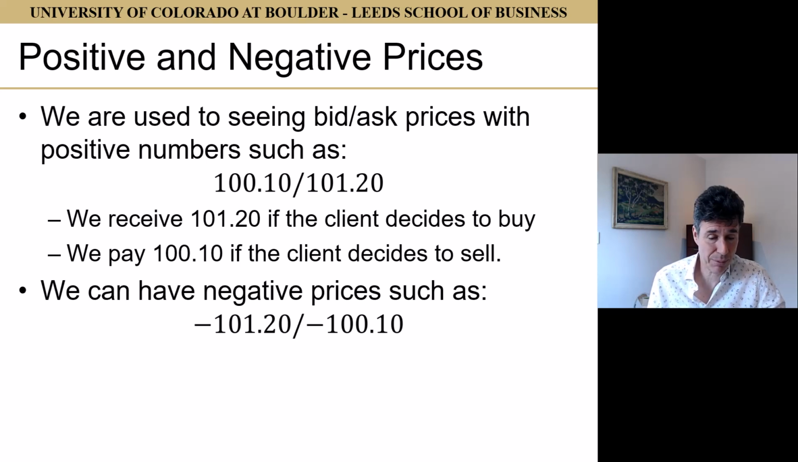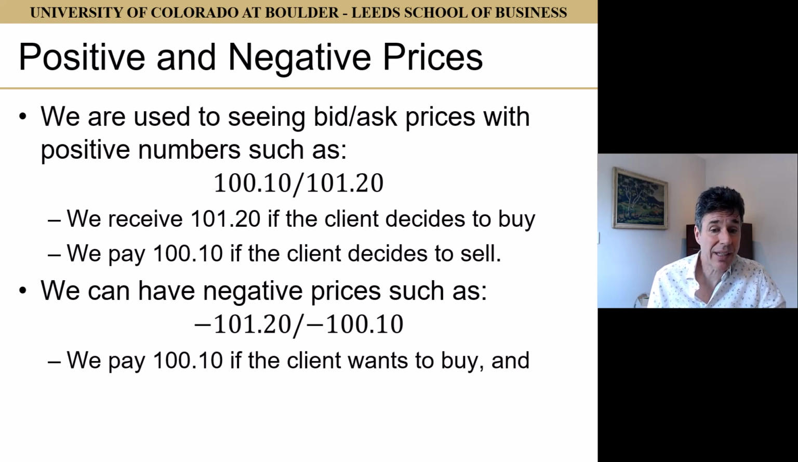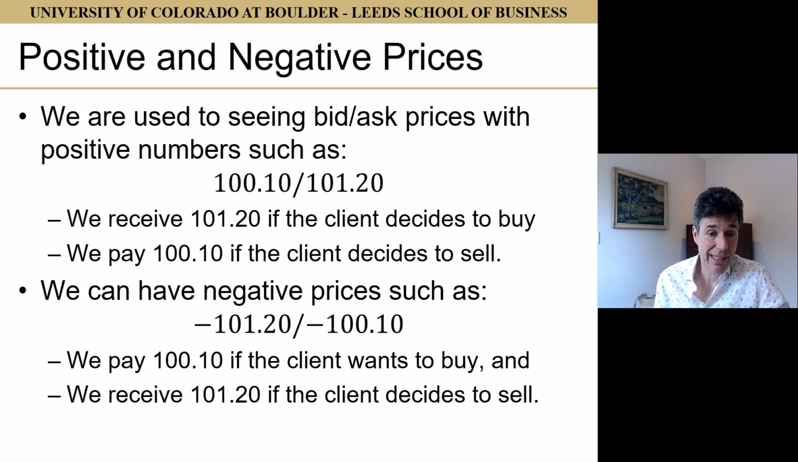We can have negative prices. Negative 101.2, negative 100.1. If the client wants to buy from us, we're going to pay 100.1. And if the client decides to sell to us, we're going to receive 101.2. So negative prices just change the signs. We're receiving negative 100.1, which means we're paying it and that sort of thing. This doesn't matter much, and this can certainly show up in forward contract pricing.